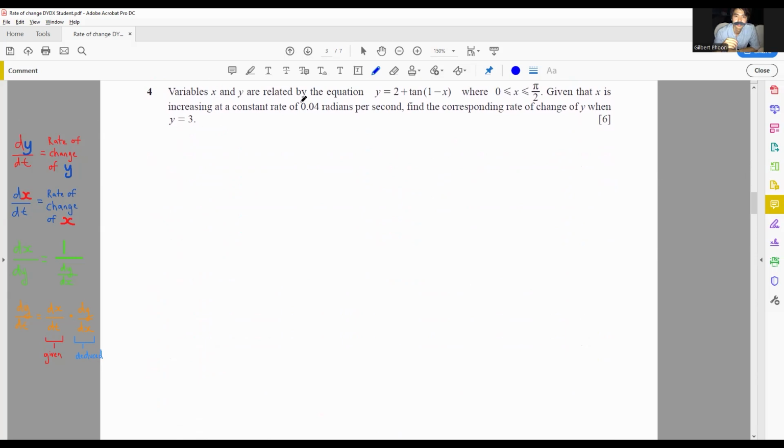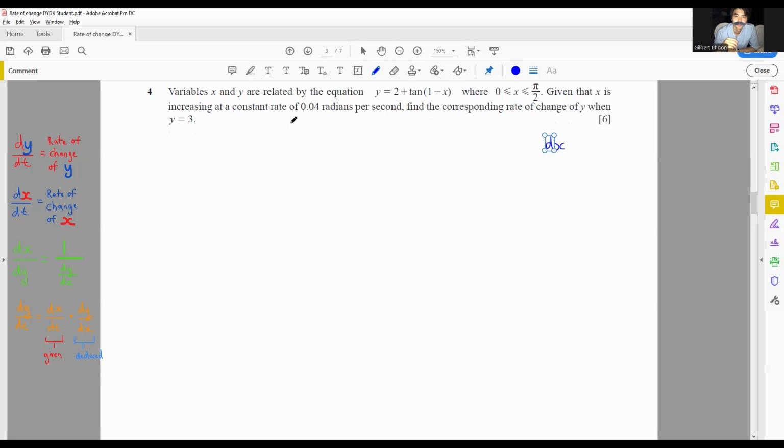Variables x and y are related by the equation y equals 2 plus tangent of (1 minus x), where x is between 0 and pi over 2. Given that x is increasing at a rate of 0.04 radians per second, so per second, once again, is dx over dt. Find the corresponding rate of change of y when y equals 3. So again, write down everything.